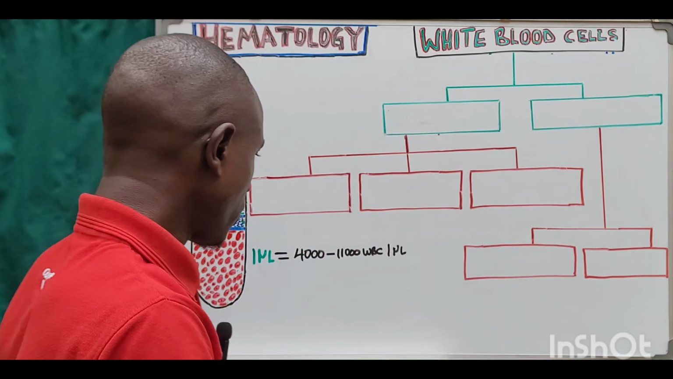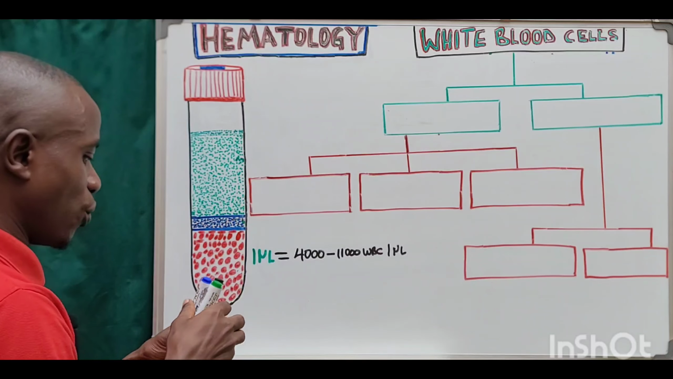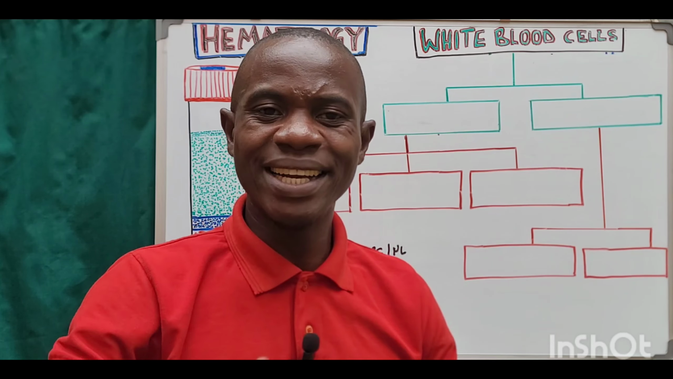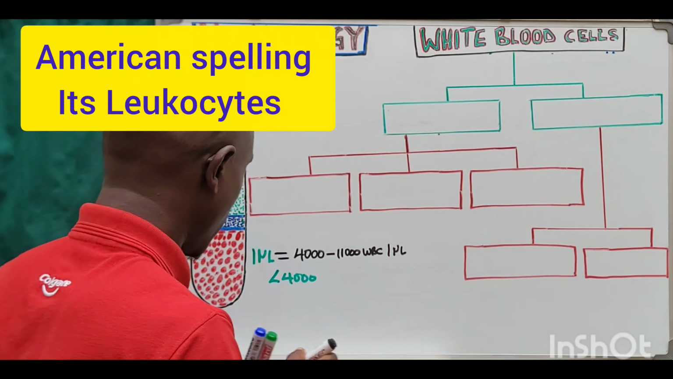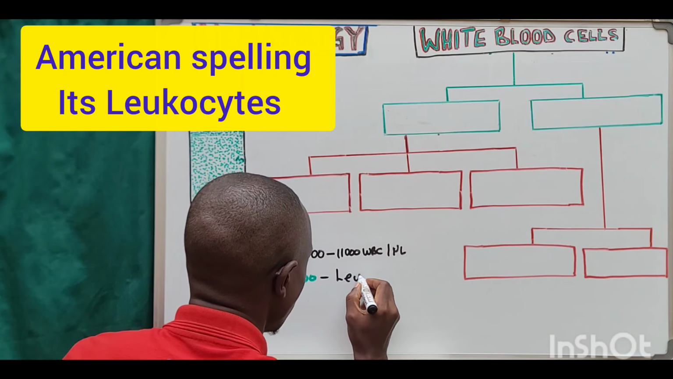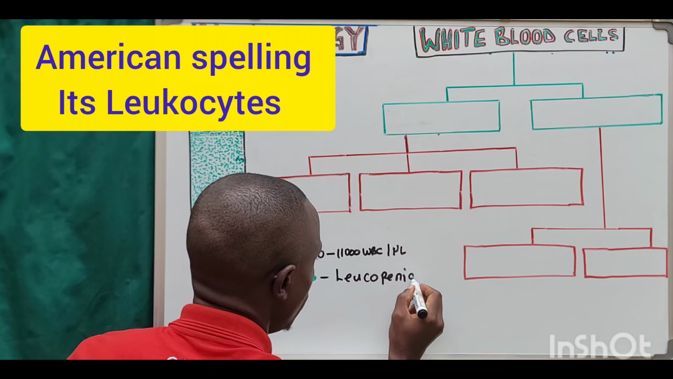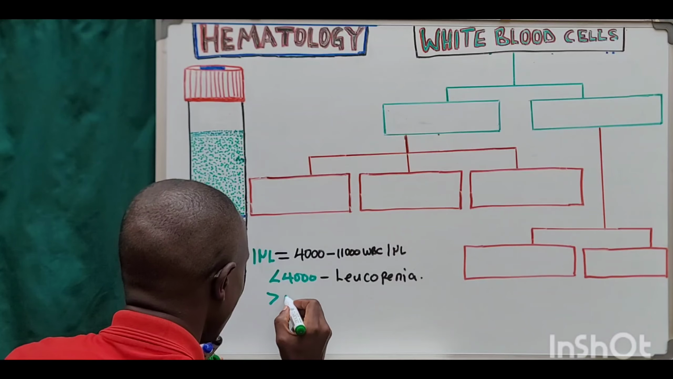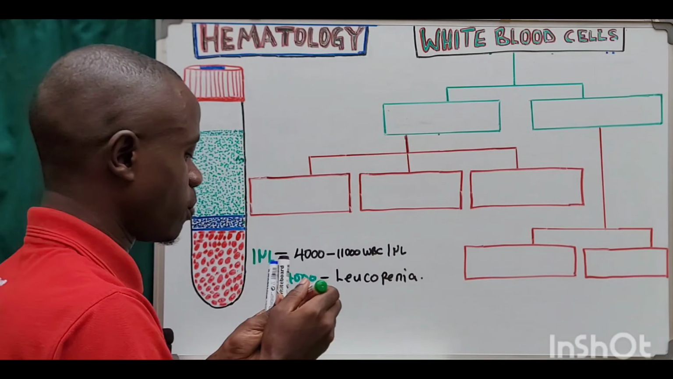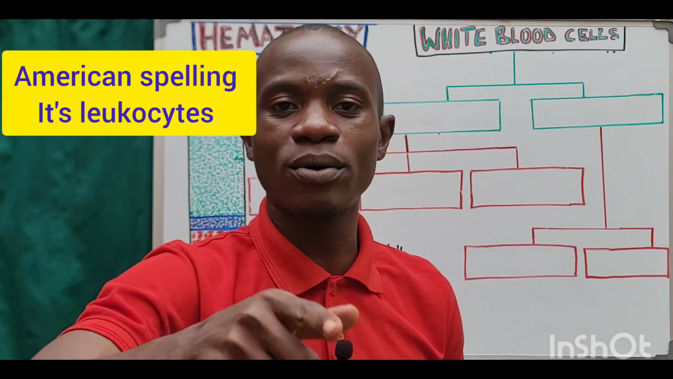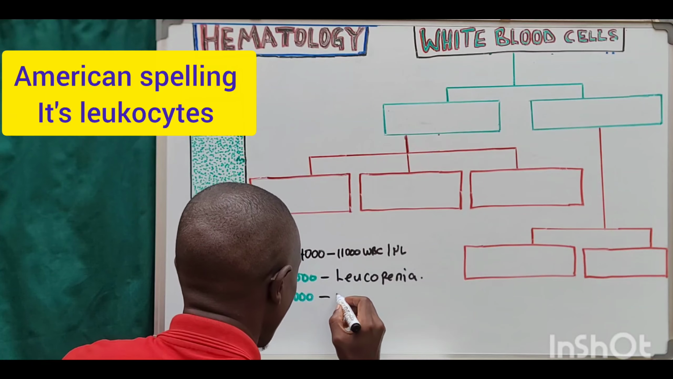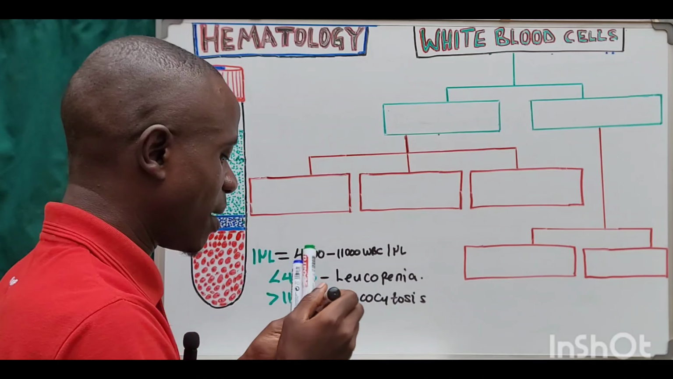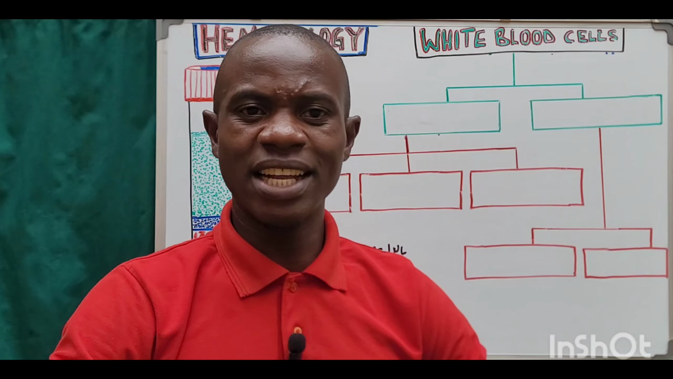Now, if you have less than 4,000 white blood cells per microliter, this is what we call leukopenia. And if you have more than 11,000 white blood cells per microliter, this one is what we call leukocytosis.